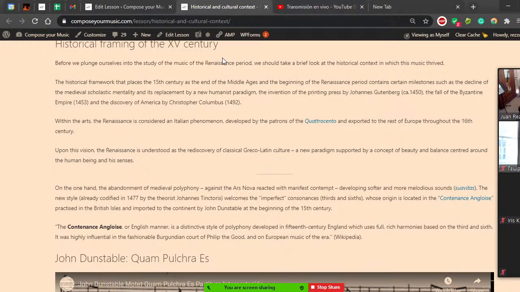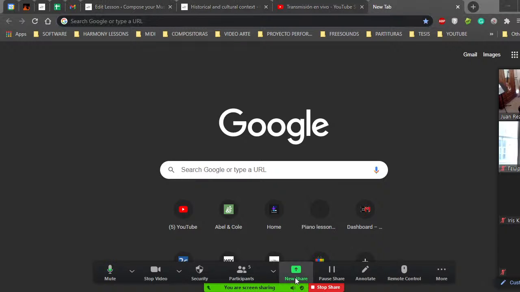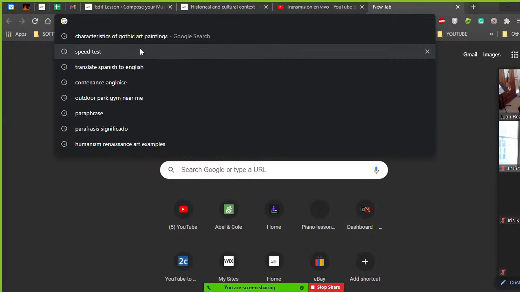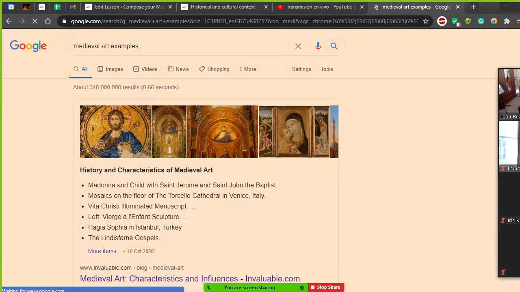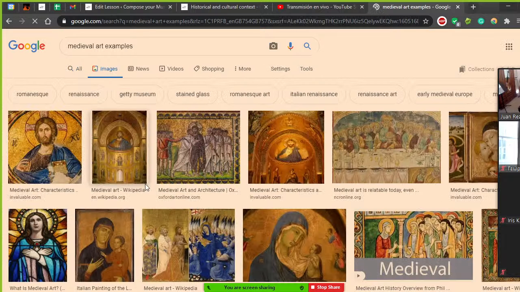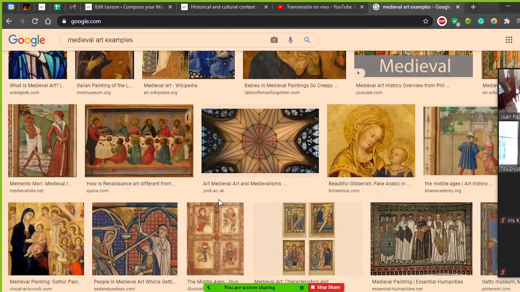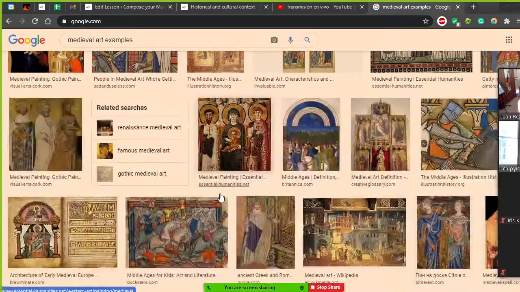Fantastic, very well explained, Anna. Exactly. If you go to, very quickly, medieval art examples, images, we see that it's all religious. That's what Google presents. This is very brief, but it makes a point.